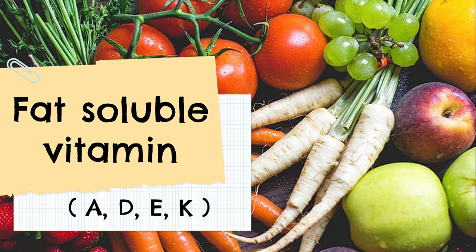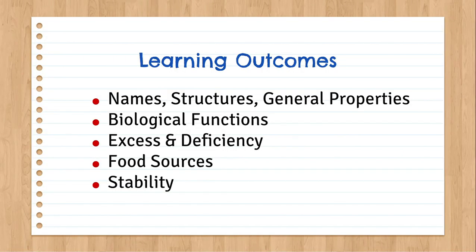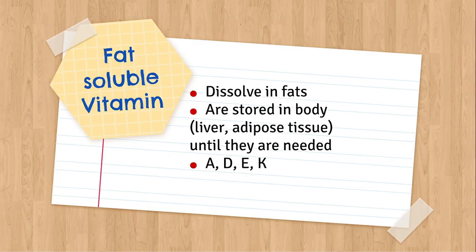In this video, I'll briefly explain about fat-soluble vitamins, including their names, structures, general properties, biological functions, excess and deficiency, food sources as well as stability. Fat-soluble vitamins dissolve in fats. They can be stored in our bodies either in liver or adipose tissue until they are needed. Fat-soluble vitamins include vitamin A, D, E and K.